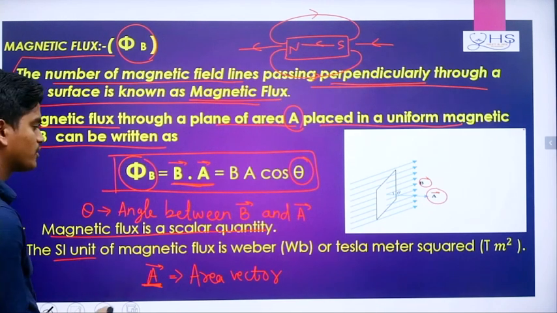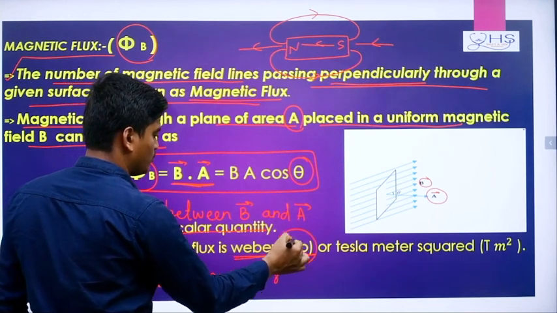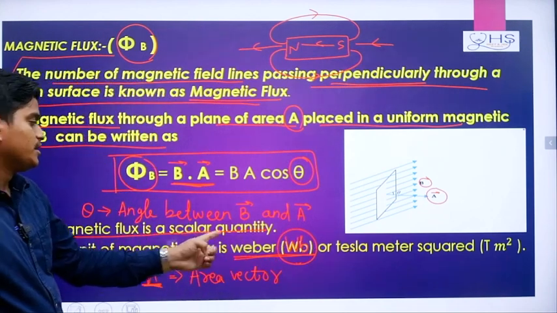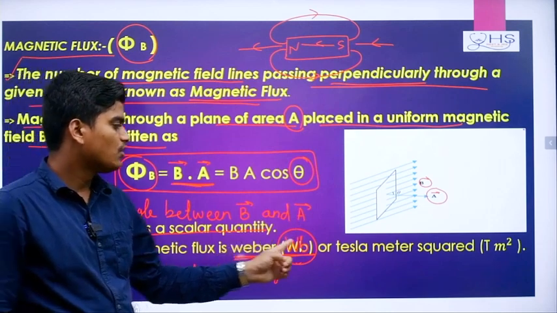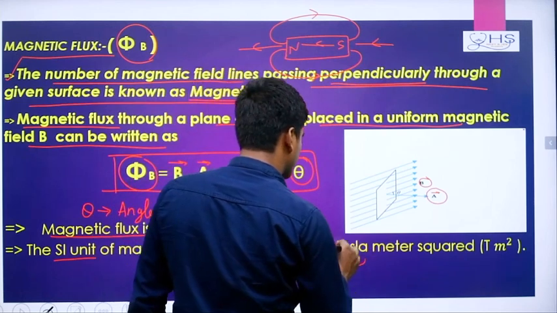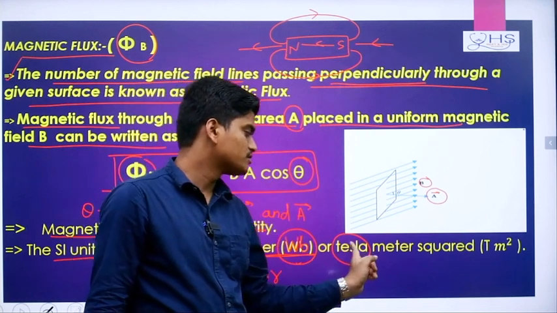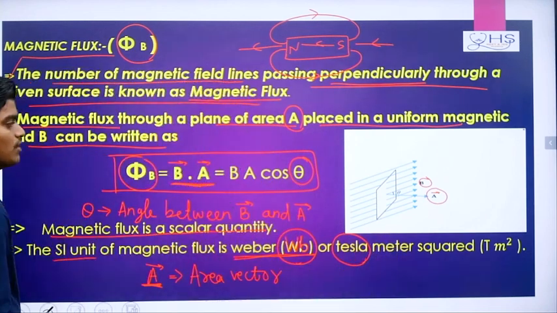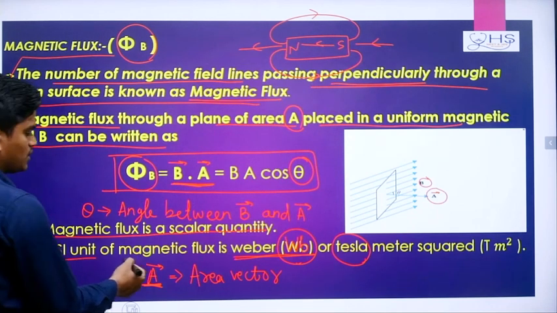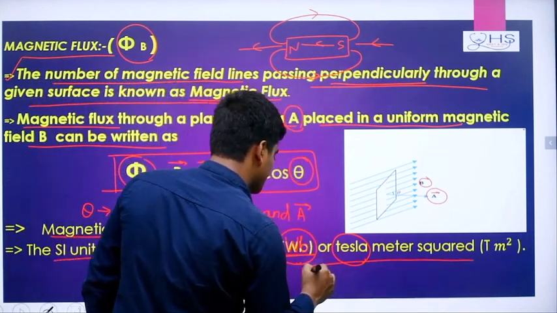And the SI unit of magnetic flux is Weber. The symbol is Wb, capital W and small b. Or you can write Tesla into meter square, because Tesla is the SI unit of magnetic field, and area is meter square. So Tesla into meter square is the SI unit of magnetic flux.